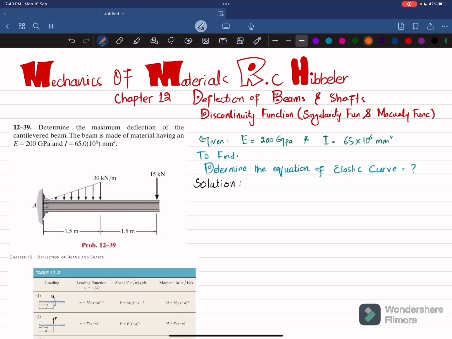The first step is that if we remove this fixed support at point A, you will have a reaction force, which is Ra, and there will be a moment which is represented as Ma.